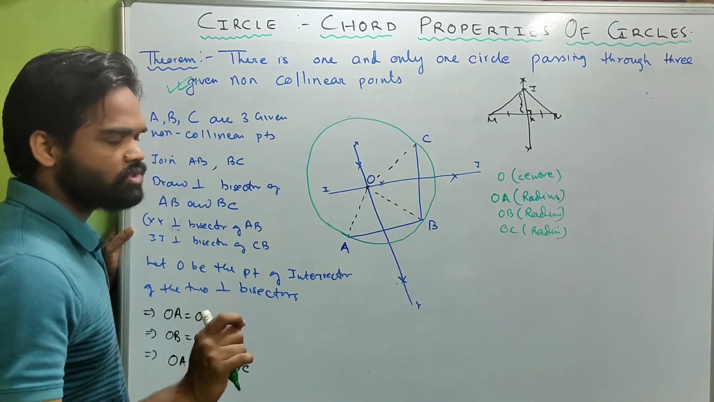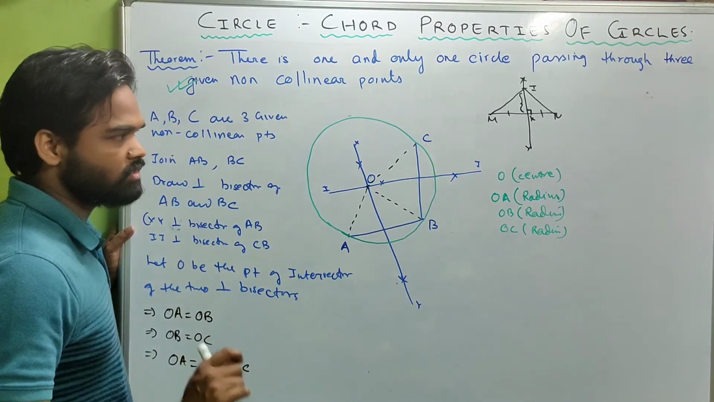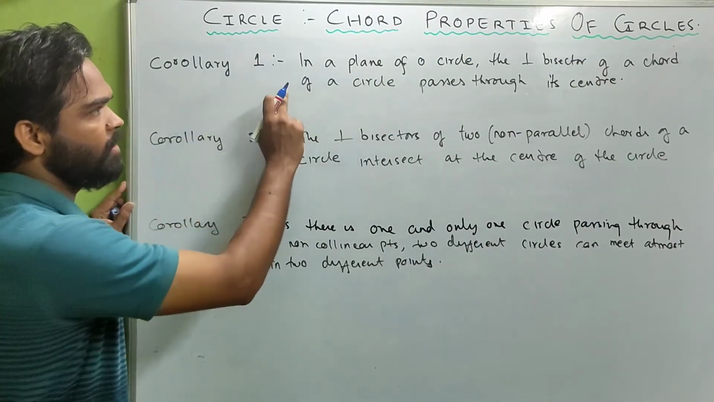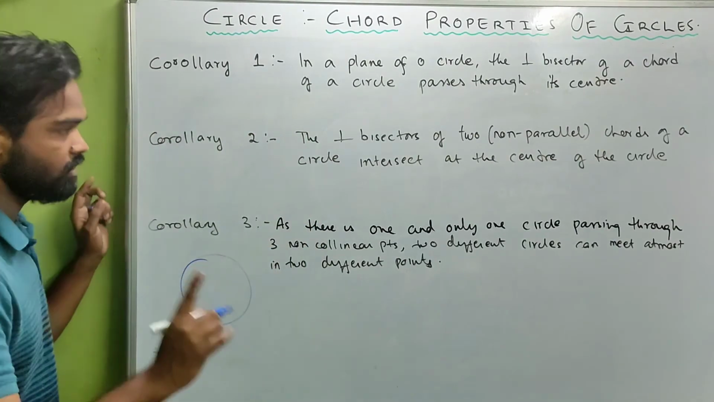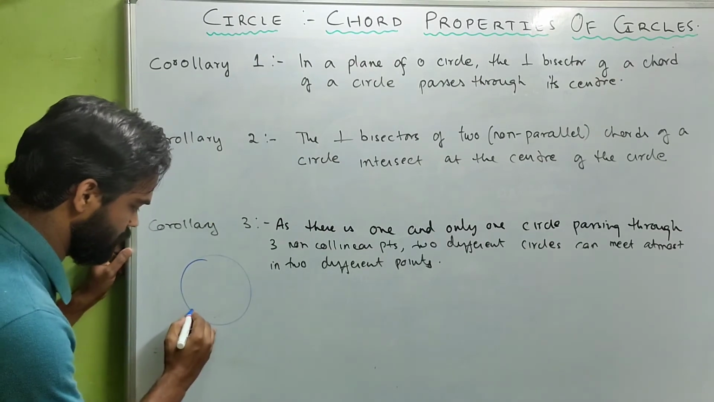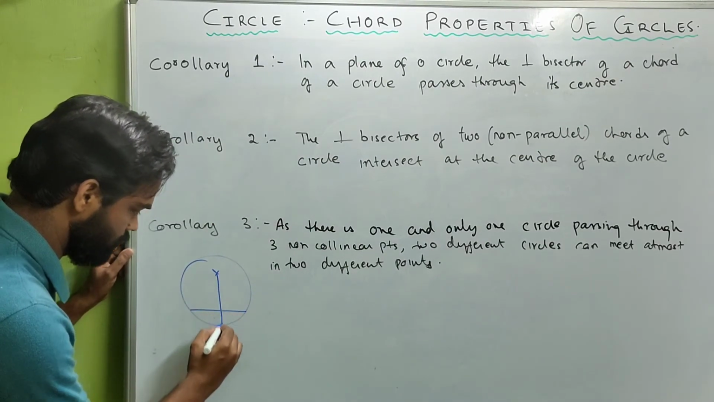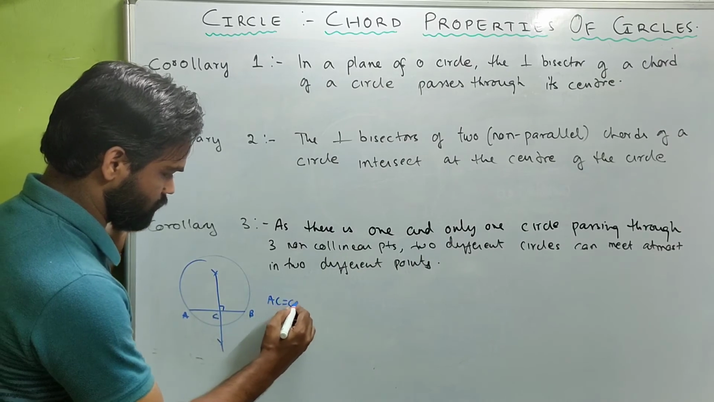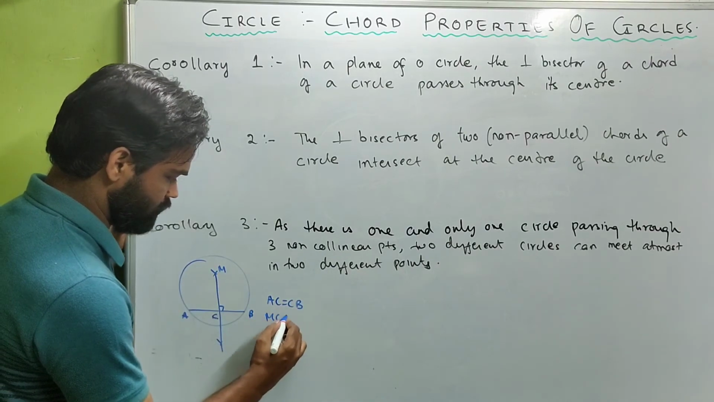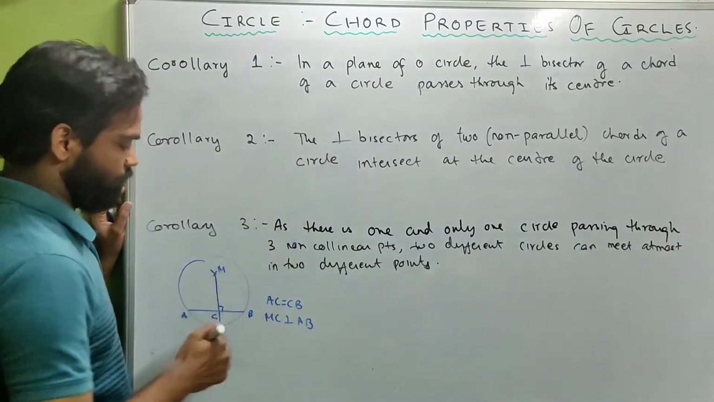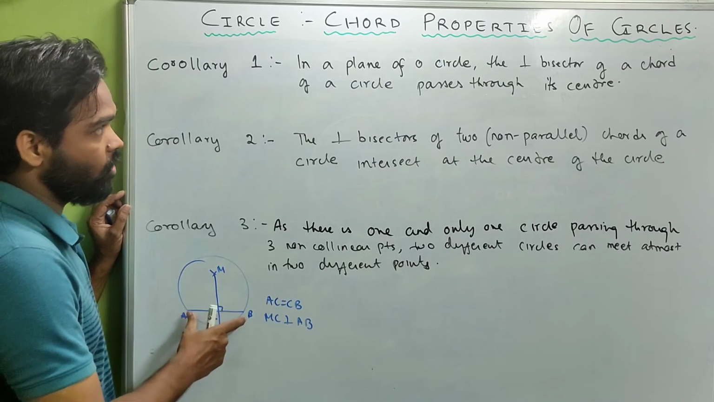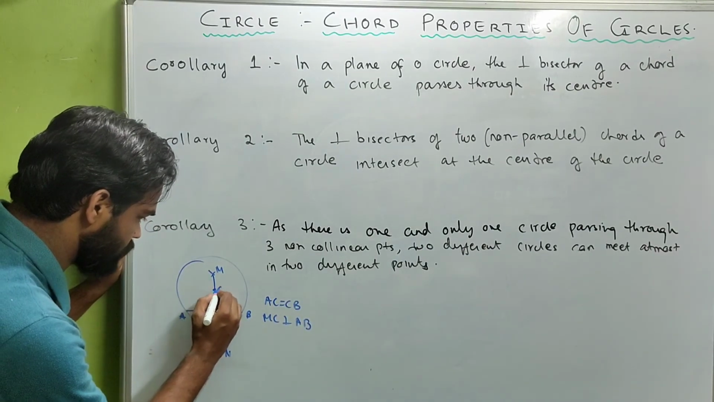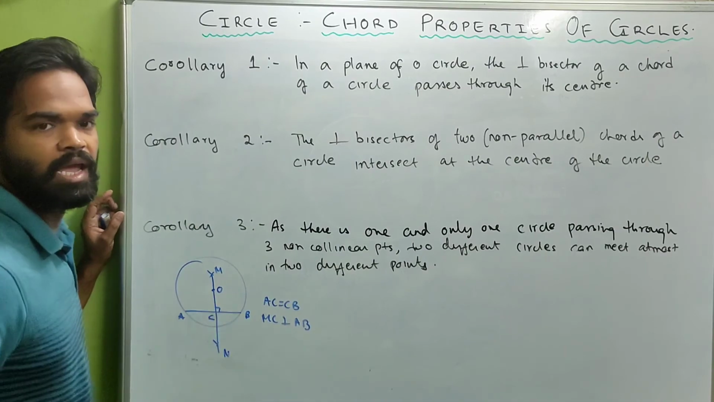Am I clear? Now let us look at three outcomes which you can use in the sums from this theorem. Now the first one: in a plane of a circle, the perpendicular bisector of a chord. If you take a chord AB, suppose C, and AC is equal to CB, and MC is perpendicular to AB. In a plane of a circle, the perpendicular bisector of a chord passes through its center, which means this MN will pass through the center. Somewhere the center is, suppose, over here. So O, the center, will lie on the line MN.